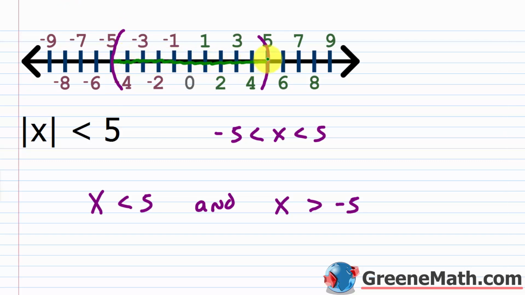Those are the only values that would satisfy this. If I plugged in a negative 2, the absolute value of negative 2 is 2. 2 is less than 5. That works. If I took something outside of the range, let's say I took 6, the absolute value of 6 is 6. 6 is not less than 5. So it's got to be in that range of numbers to work and satisfy that inequality.